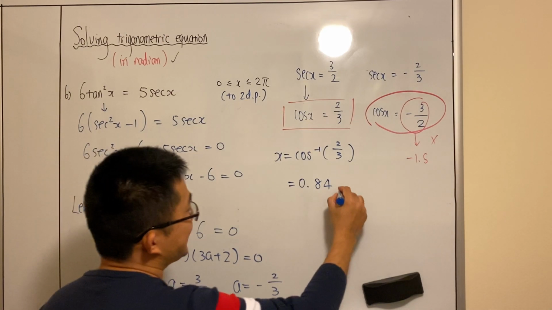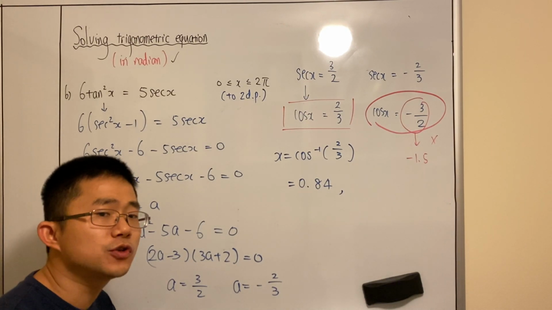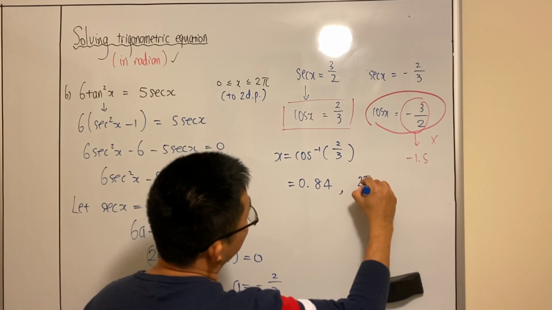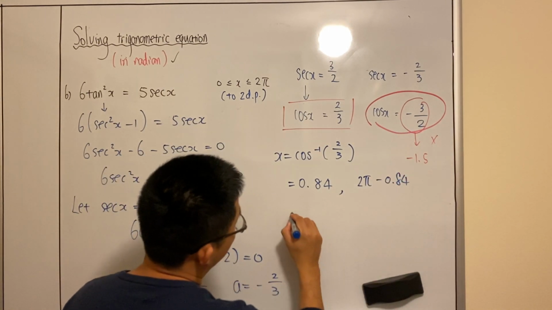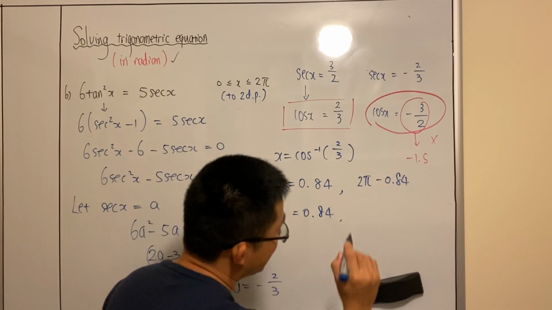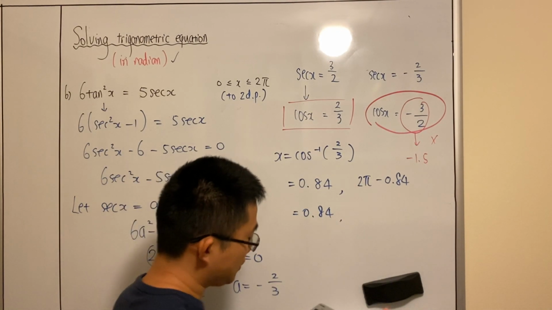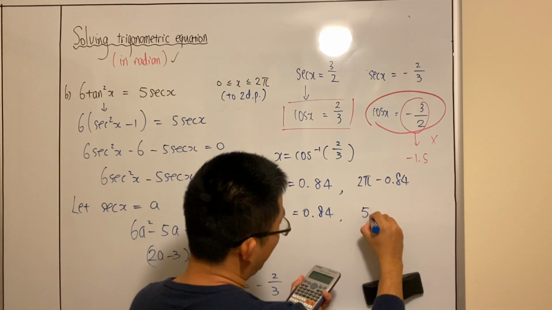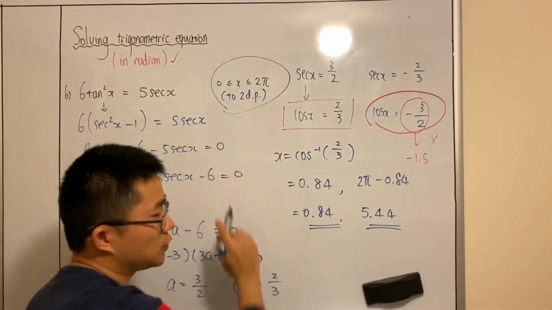How do we find the second answer? This is still the same, all stations to central. It's a cosine question, so we're going to use 2 pi minus that 0.84 to get the second answer. So I'm going to use 2 times pi minus the answer in 2 decimal places, and it will be 5.44. Those will be the 2 answers that satisfy this domain here.